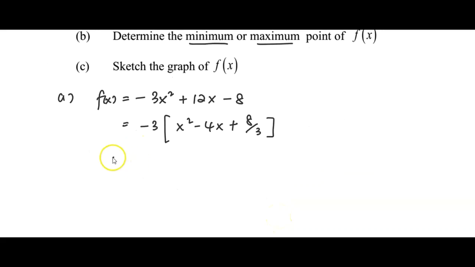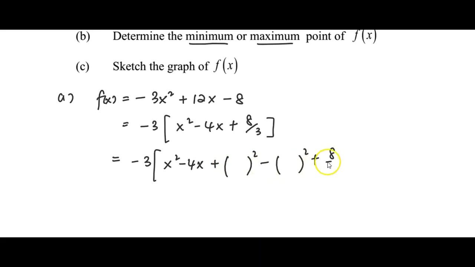And now I start to do completing the square. Copy down the first two terms, add in the two brackets, and then the constant. And now you need to fill in this bracket by taking the coefficient of x, that is negative 4, and both of them are going to be divided by 2.